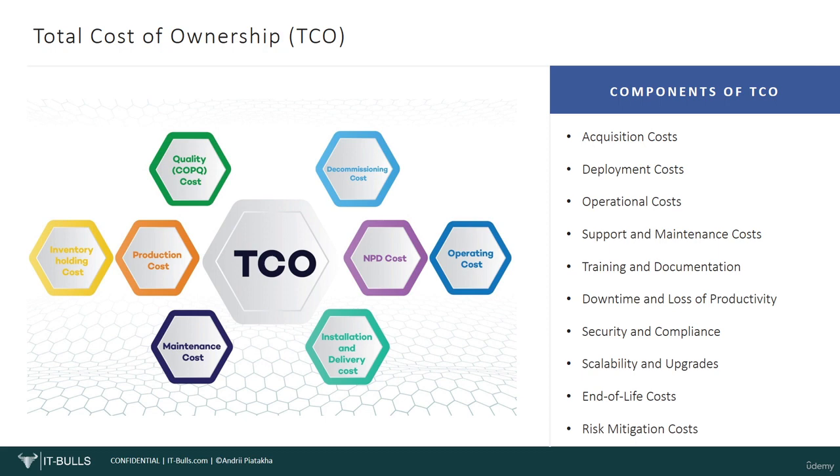breaches or vulnerabilities. Scalability and upgrades, expenses associated with expanding or upgrading the IT solution to accommodate growth, new features, or changing business needs. End-of-life costs, costs of decommissioning the solution at the end of its useful life, including data migration, disposal, and transitioning to a new system. Risk mitigation costs, expenses to manage and mitigate risks, such as cybersecurity threats, data breaches, and system failures.